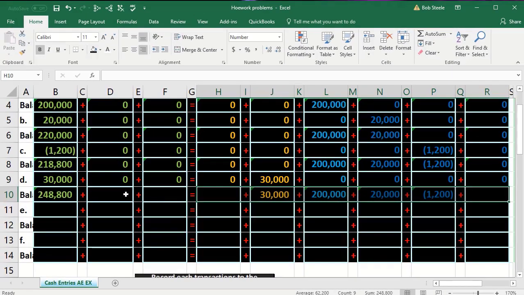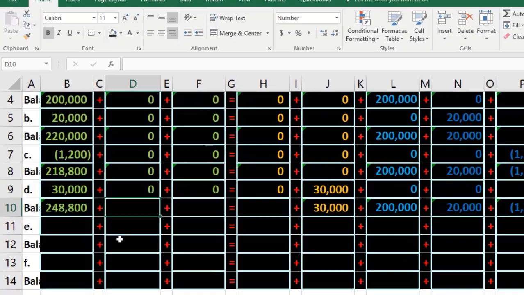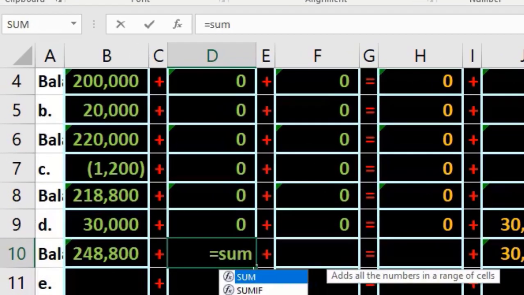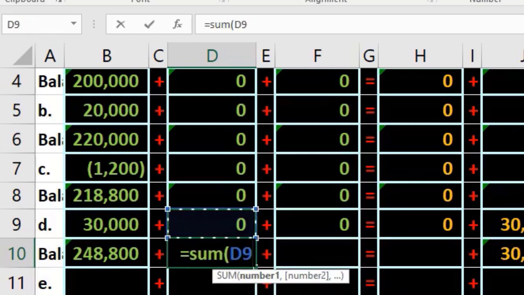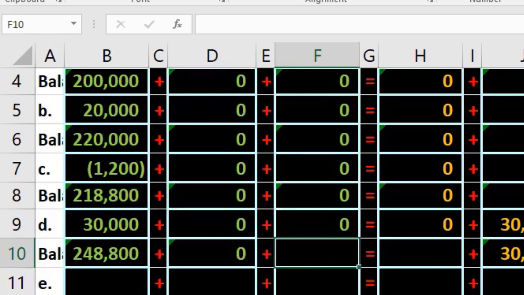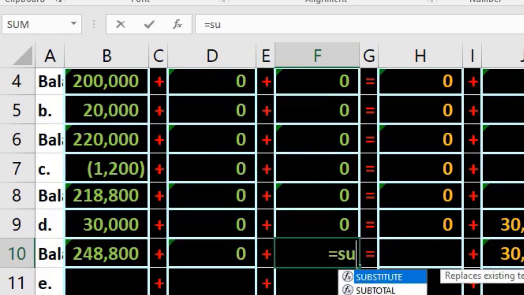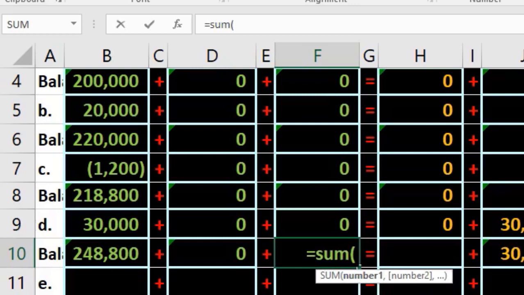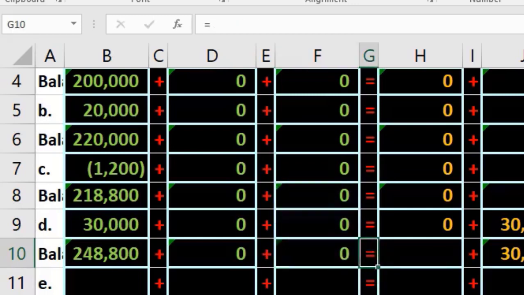Then we can bring down the rest of the zeros. I'm going to do the sum function again just to practice. I'm going to add up this zero and this zero using the sum function. So we're going to say equals SUM. I'm going to use just the keyboard this time. Bracket 9, up 1, hold down shift, up 2, tab, tab. We're in cell F10. Equals SUM, shift 9, up arrow one time, hold down shift, up arrow again, tab, tab.